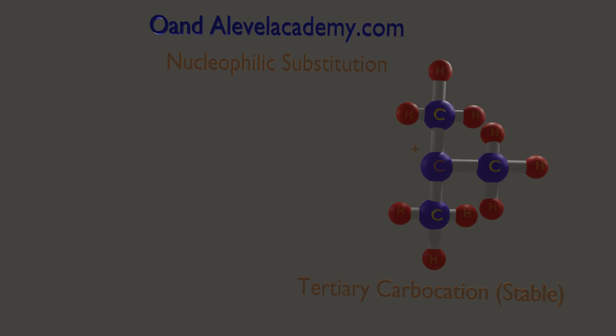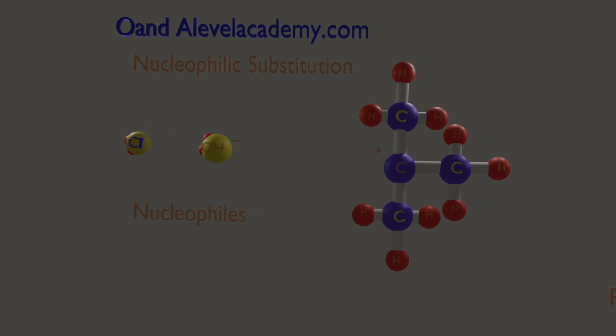Why? It's because the three alkyl groups are electron donating. So what they do is they push electrons towards the carbocation, the positive carbon, making the positive charge spread around, which makes the whole carbocation very stable.